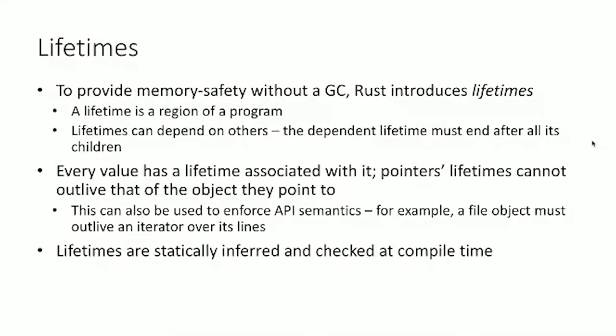What this also lets you do is enforce API semantics. So the file example that I mentioned earlier, the file is consumed by the close function, which means that its lifetime ends after the close function returns. So you can't reference that file anymore after that file is closed. Or in this example, after an iterator over its lines is created, the file can't be closed until the iterator is also destroyed, because otherwise the iterator, which has a dependent lifetime on the file, wouldn't exist anymore.